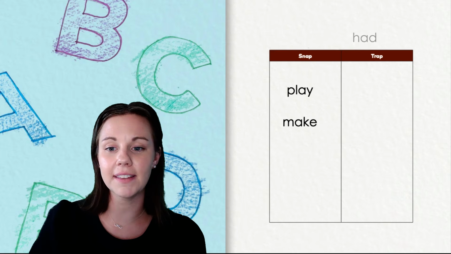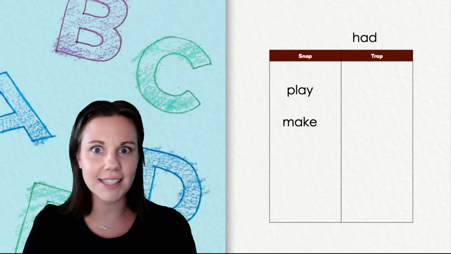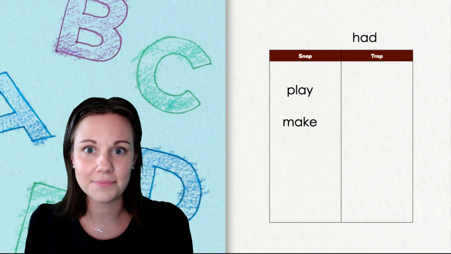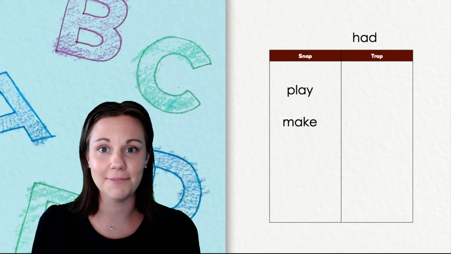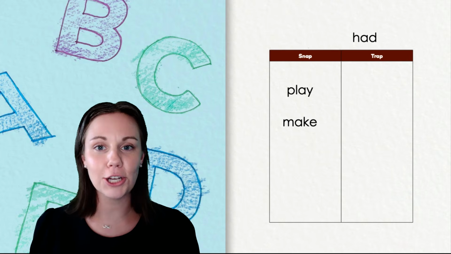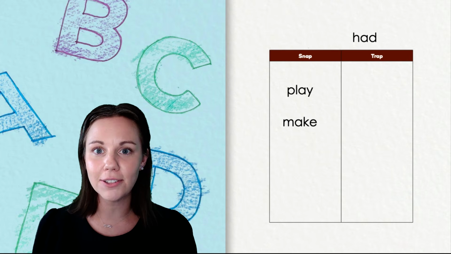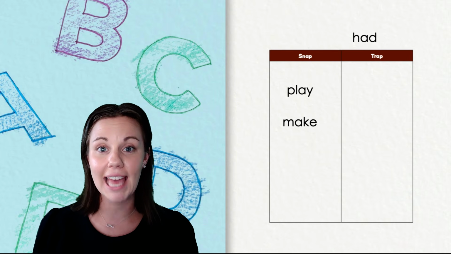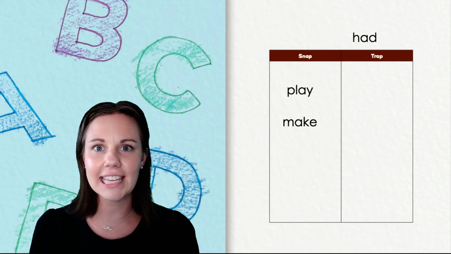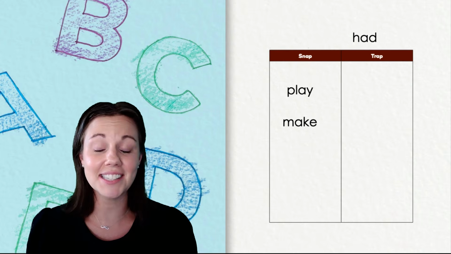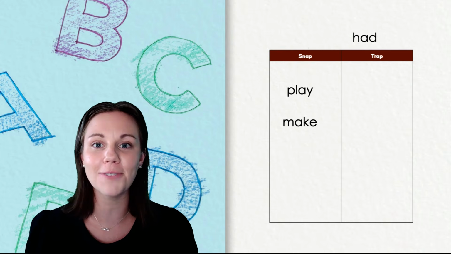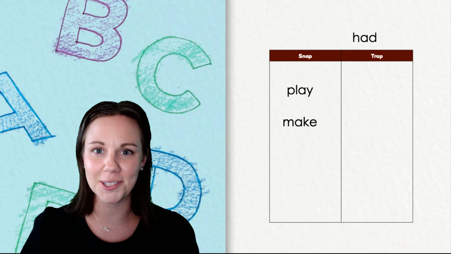Take a look at the next one. What does this word say? Yes, it's the word had. That D closes in our vowel, so we know it's a short A sound. I can hear all the sounds in the word. Had. Had. It's a snap. It follows all of our regular spellings. Let's put it in the chart.